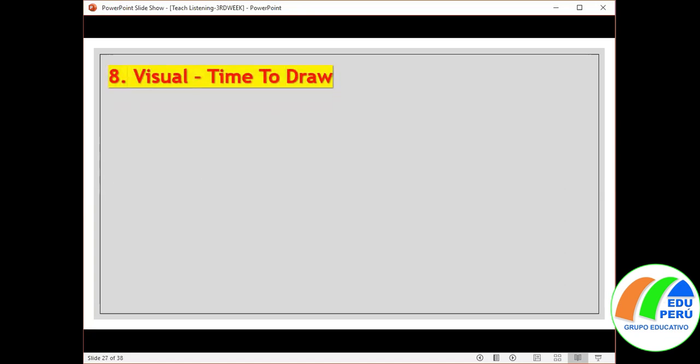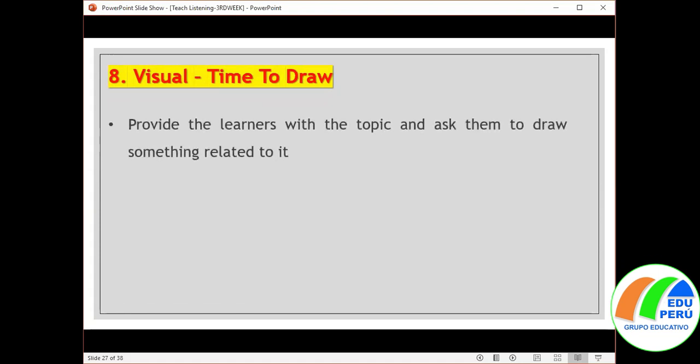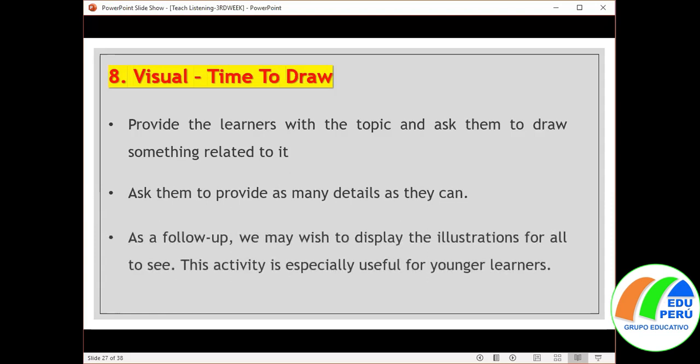Another part of visuals: time to draw. Provide the learners with a topic and ask them to draw something related to it. Notice, no writing. They must draw something related to the topic. Ask them to provide as many details as they can. As a follow-up, we may wish to display the illustrations for all to see. This activity is especially useful for younger learners.